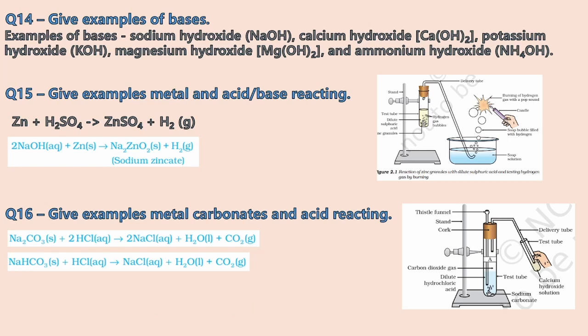And even if you had sodium hydrogencarbonate, that also would react with hydrochloric acid and give you sodium chloride plus water plus carbon dioxide. Now this carbon dioxide, when made to react with calcium hydroxide, will give you calcium carbonate.